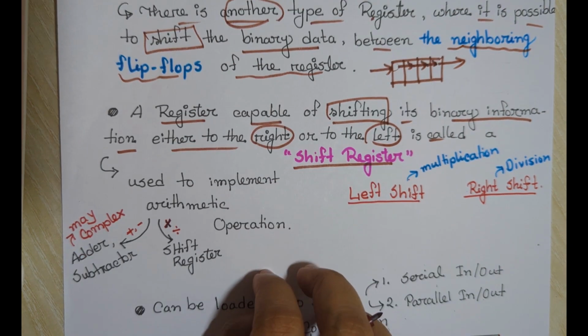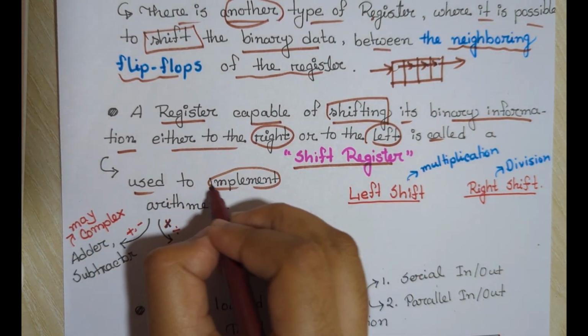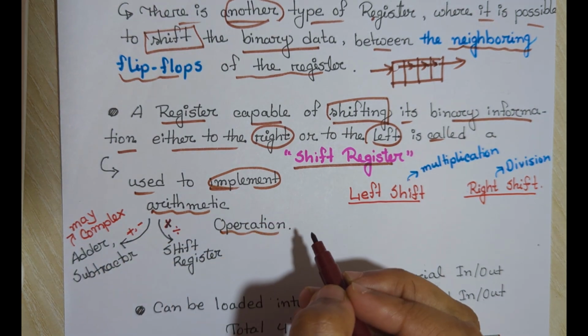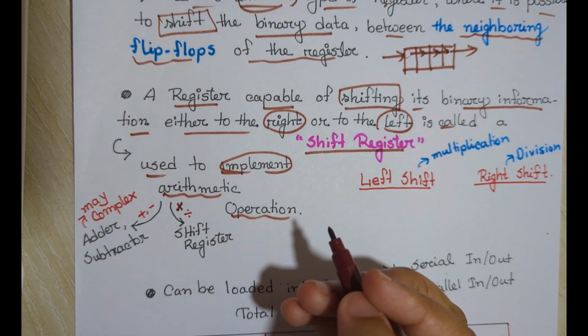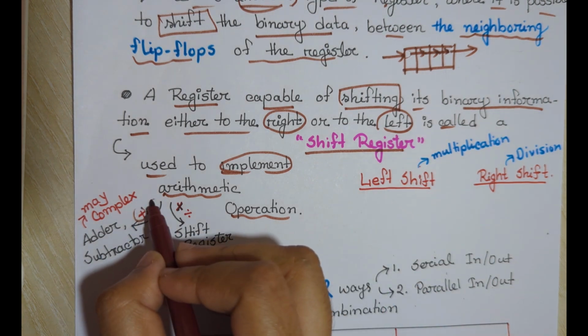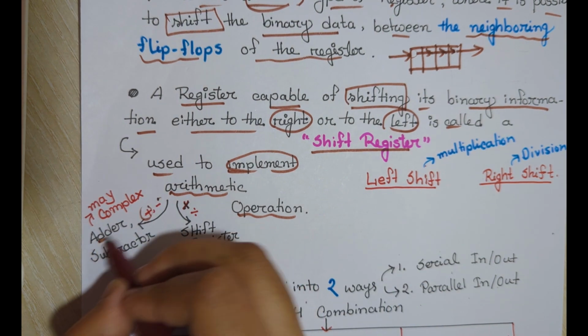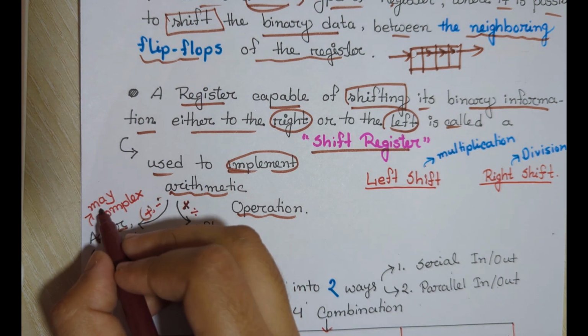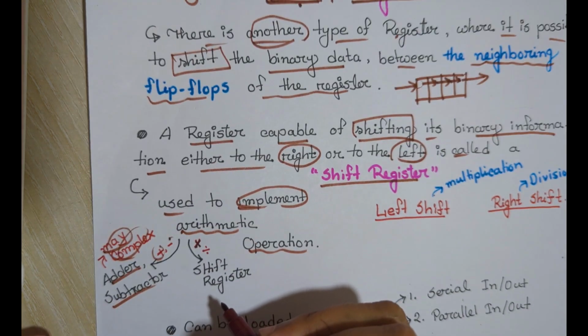What is the application of this shift register? It is used to implement arithmetic operations. Arithmetic operations means plus, minus, multiplication or division. For addition or subtraction, we already have two circuits, which are the adder and subtractor. But sometimes it may seem complex. How may it seem complex?